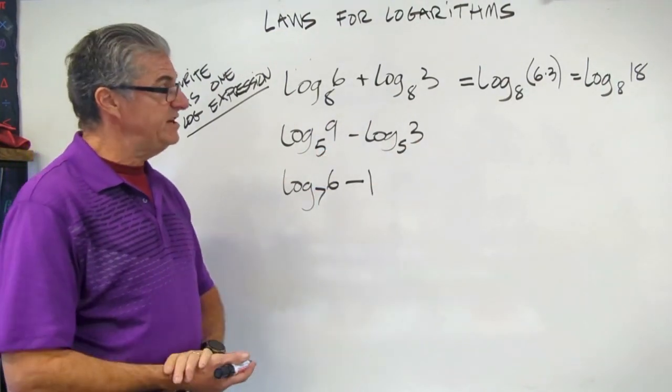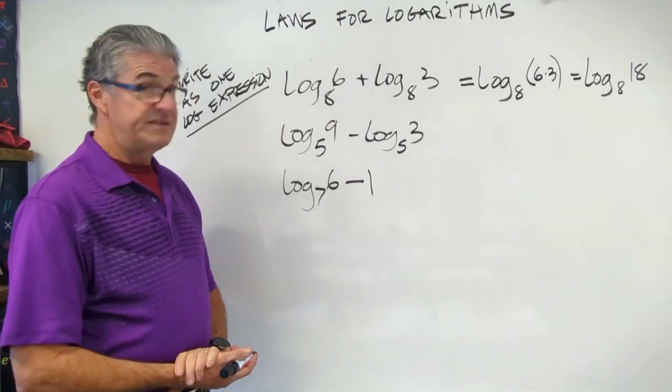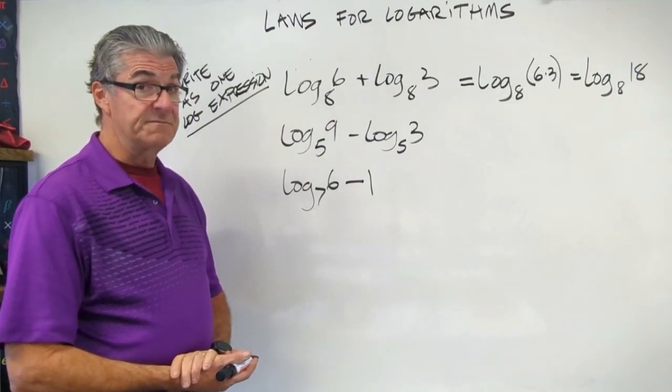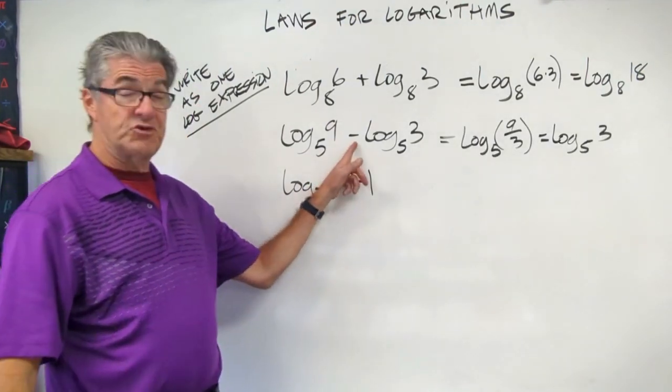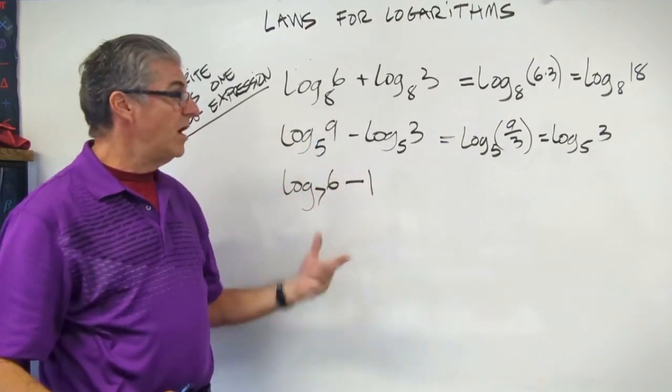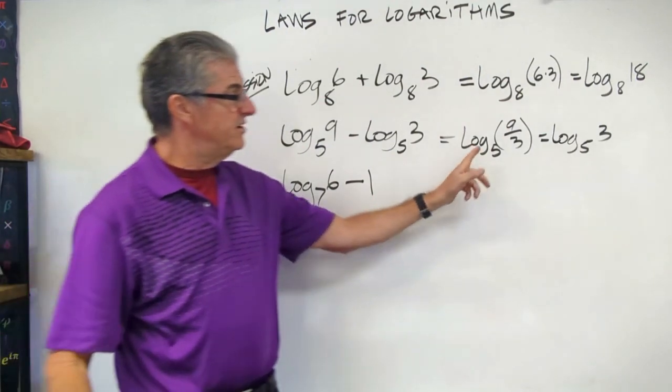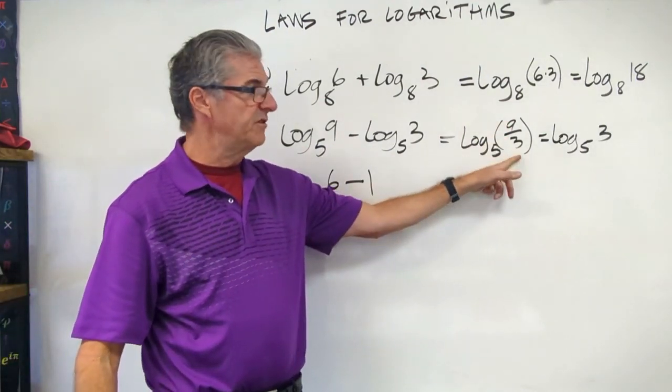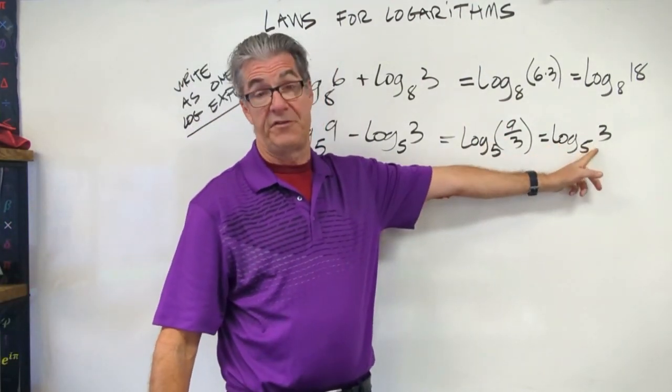So go ahead, pause the video, use one of those laws, and simplify that on down to 1 expression. All right, so here we go. We know subtraction in 2 logs is division in 1. Same base, so we can do that. So I get log base 5 of 9 over 3, which gives me log base 5 of 3.